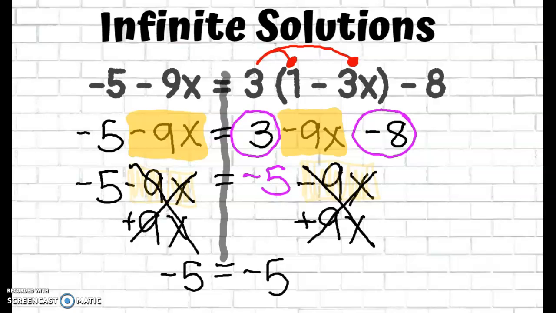So because before we had two numbers that were not equal to each other, that meant it had no solution. Because a -5 is equal to -5, this means that this equation has infinite solutions. No matter what number we plug in for x, it's going to give us the same answer on both sides. So the answer is infinite solutions.